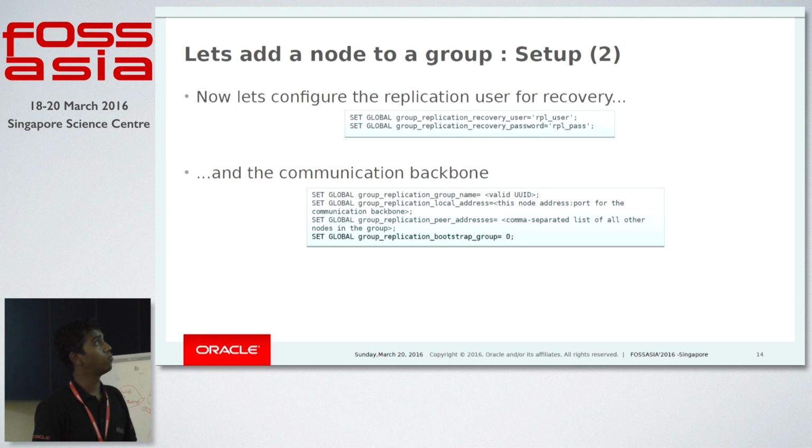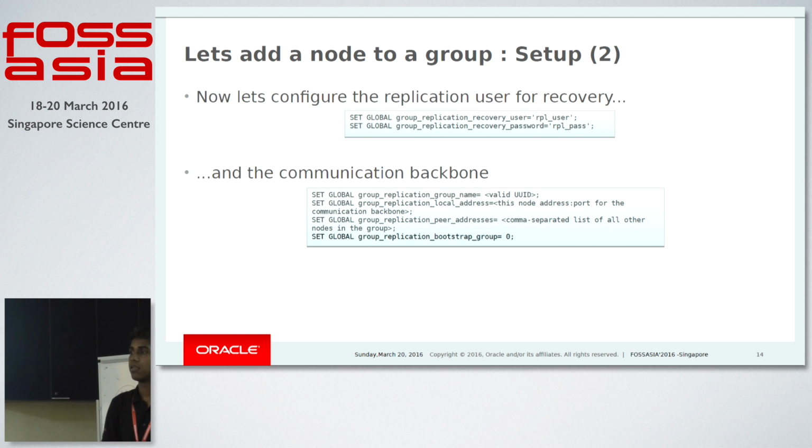Then we have these two server parameters, which are the local address and the peer address, which are used for the group communication purpose only. There is no use of it in group replication as such. It's for configuring the communication toolkit that we have. Local address is the address that we use for the local machine, and peer addresses is actually a comma separated list of the IP and the port of all the members that will be a part of this group.